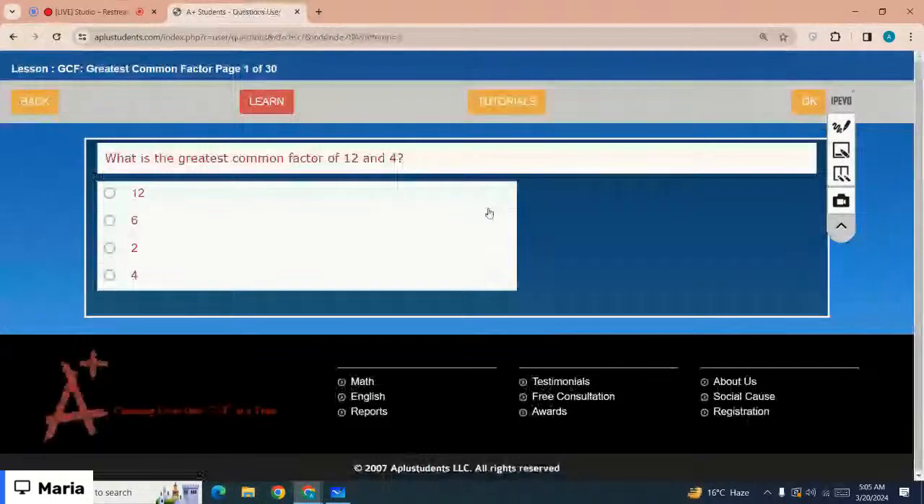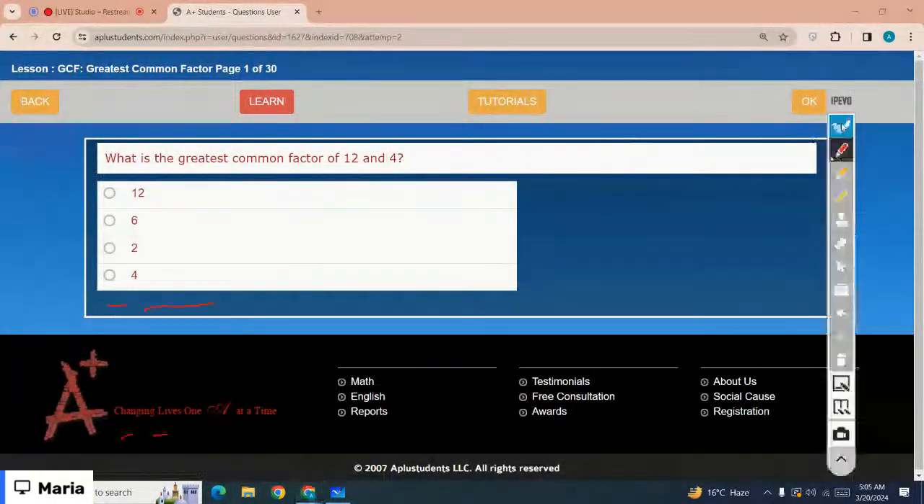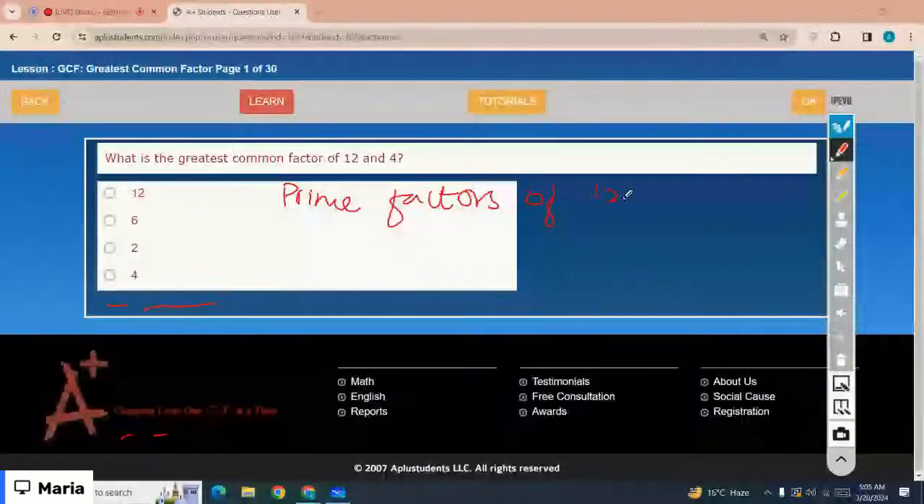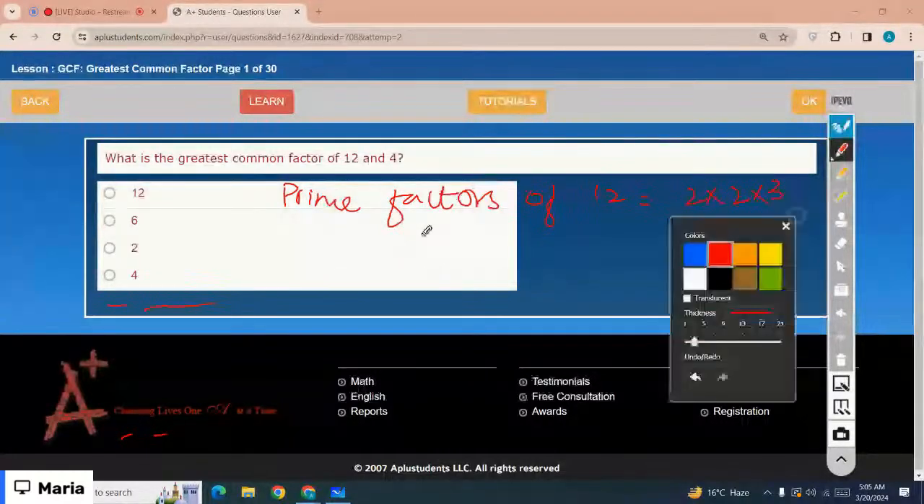What is the greatest common factor of 12 and 4? You have to make the prime factors of 12 and the prime factors of 4. Let's start with the prime factors of 12. In the last lesson, we also covered how to make the prime factors. If you need help with that, you can go through the lesson we did earlier, last week. For 12 it is 2 times 2 times 3. 2 is a prime number and 3 is also a prime number.